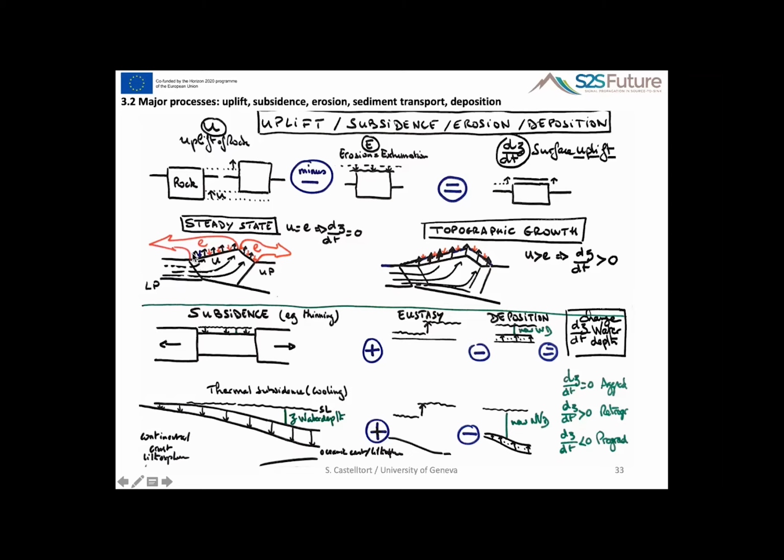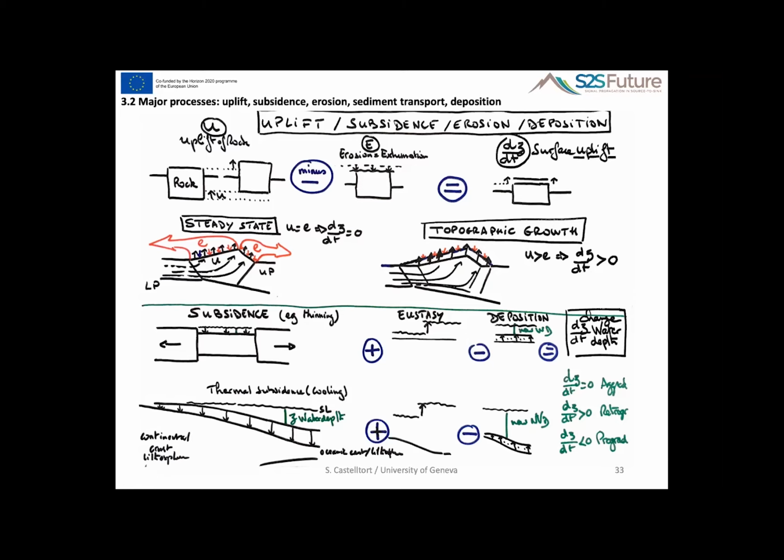And uplift is the little arrow here up, and there is erosion in blue, the little arrow down. The two are the same, so this whole shape can be absolutely preserved. Okay, and there is an erosion flux, which is all this big arrow going to the left, and an erosional flux going to the right. To have topographic growth, meaning to have a mountain range growing, you need uplift more than erosion. And then dz over dt is more than 0.